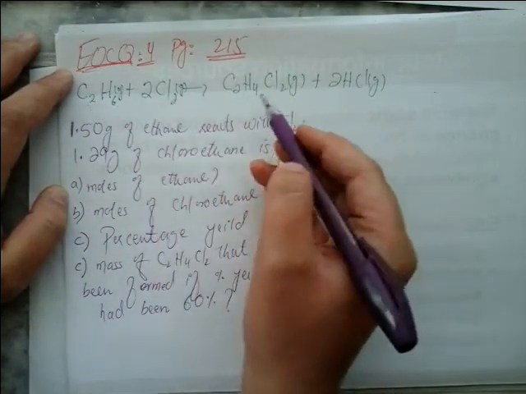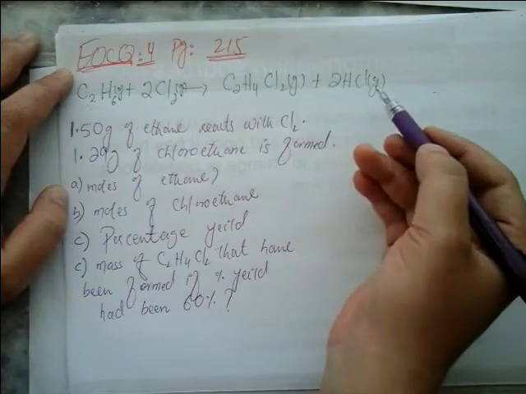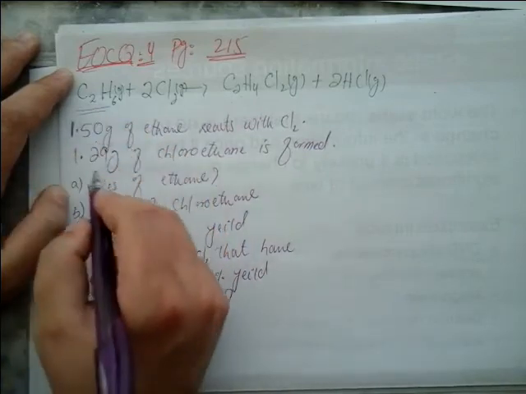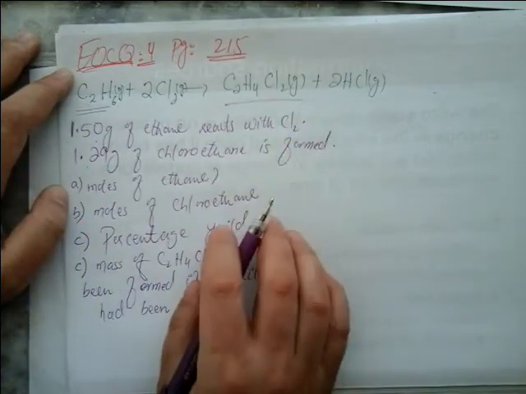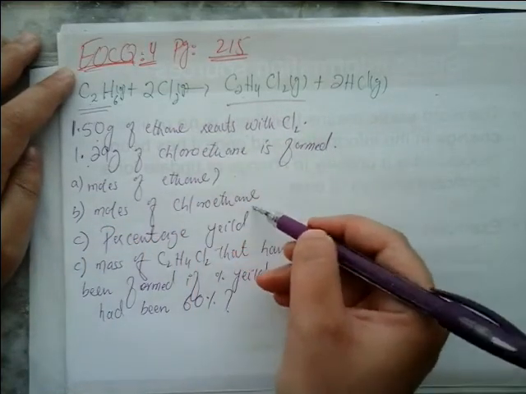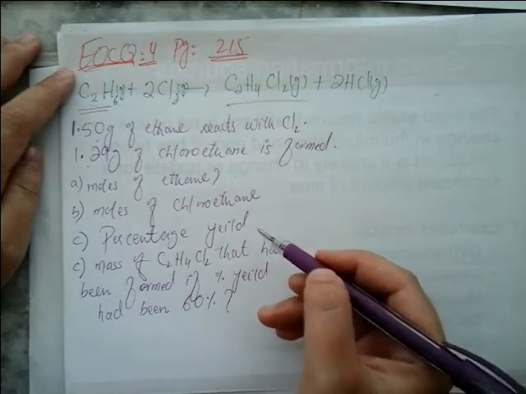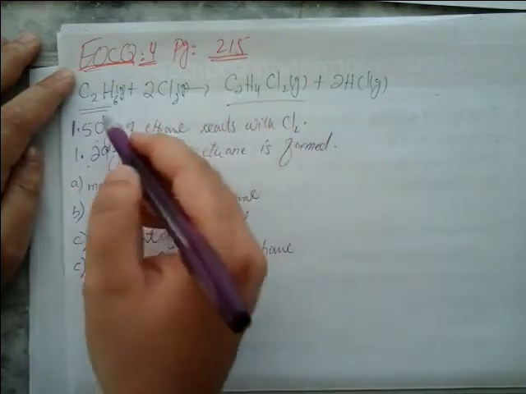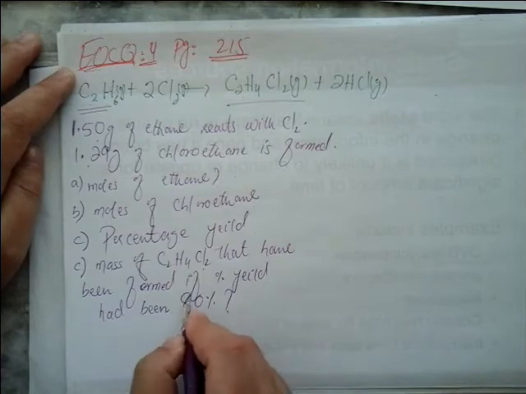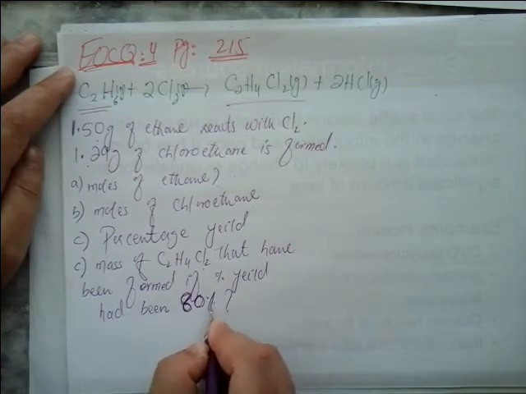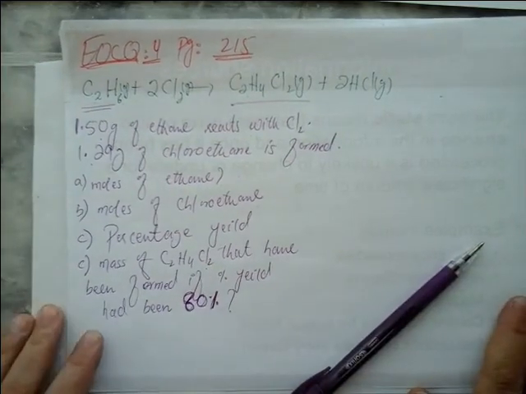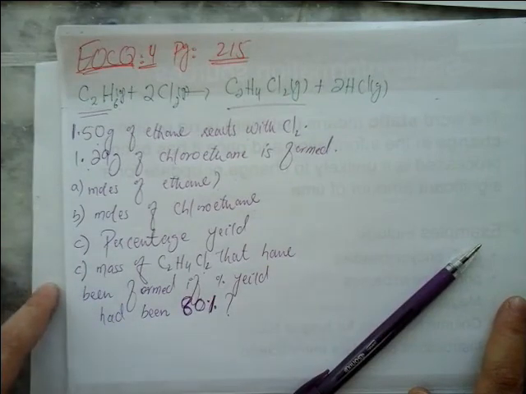In the same way, there is a question for you as homework: ethane reacts with chlorine, and as a result 1 mole of chloroethane and 1 mole of hydrochloric acid is formed. 1.5 gram of ethane reacts with chlorine, and 1.29 gram of chloroethane is formed. So definitely, as I did, you have to find moles of ethane, moles of chloroethane, and then the percentage yield by calculating the moles of the reactant and product, and then the moles of chloroethane that would be formed if the yield is 80%. If you solve the question, please write its answer in the comment section.